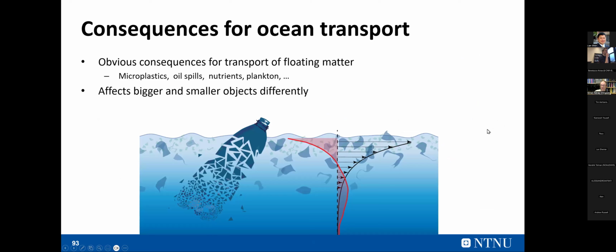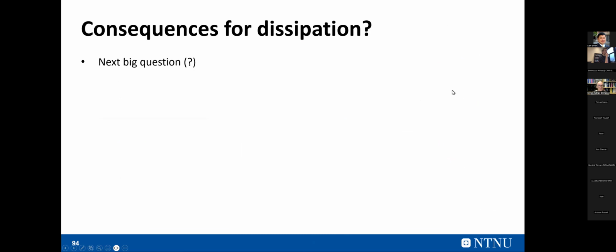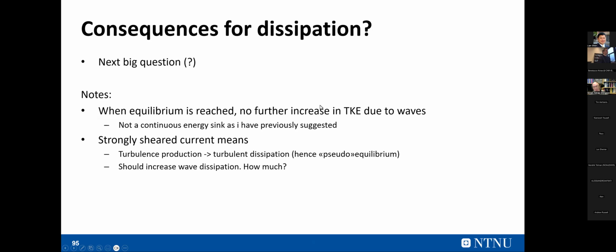It obviously has consequences for ocean transport. I think Tom can tell you a lot more about this. Bigger objects that penetrate deeper will probably be affected differently. All this is in the air. I'm just throwing it out. Does it have consequences for dissipation? Probably. Another big discussion for another day, but something definitely to look into.